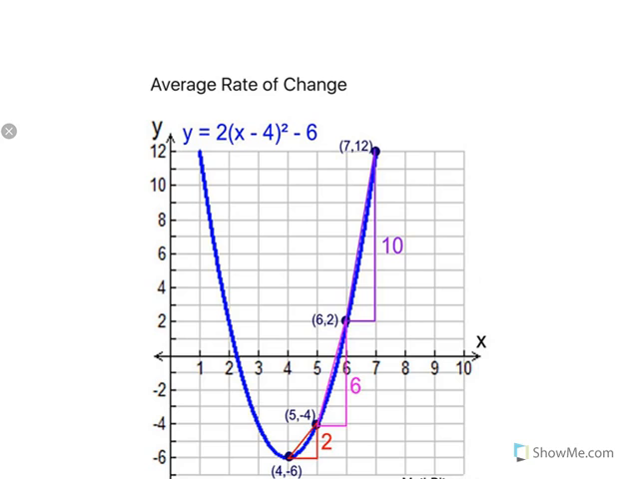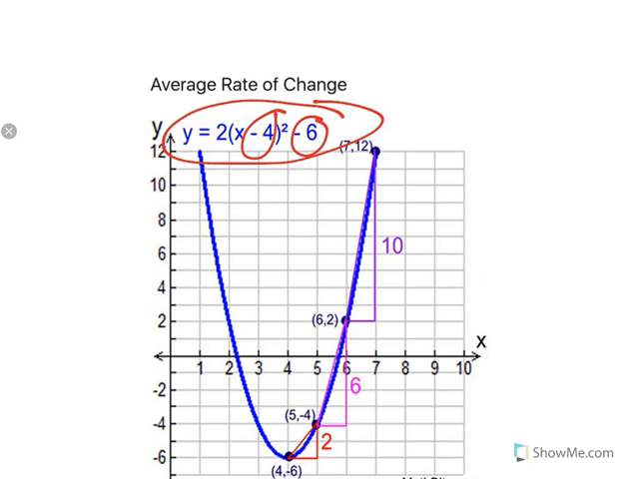Okay, next we're going to talk about the average rate of change. When we graph these parabolas, as you can see, this one is graphed, and this is the equation that's graphed. We can always plug that into our graphing calculators, or you can always graph the vertex and then go from there.